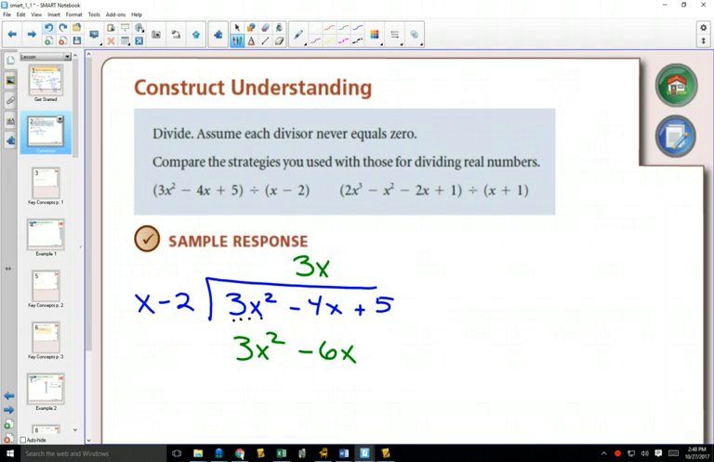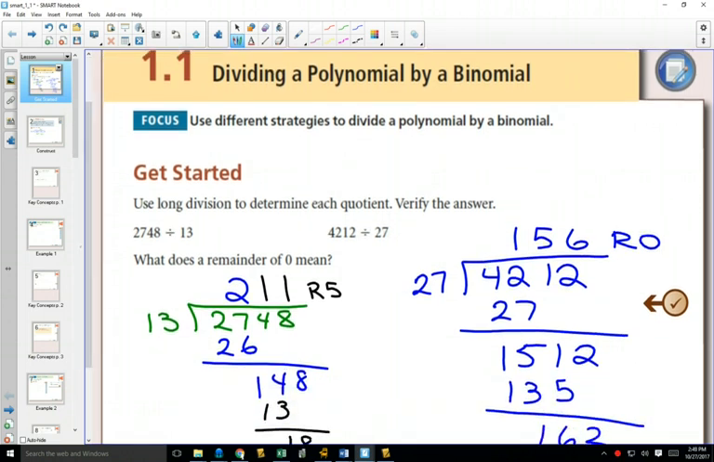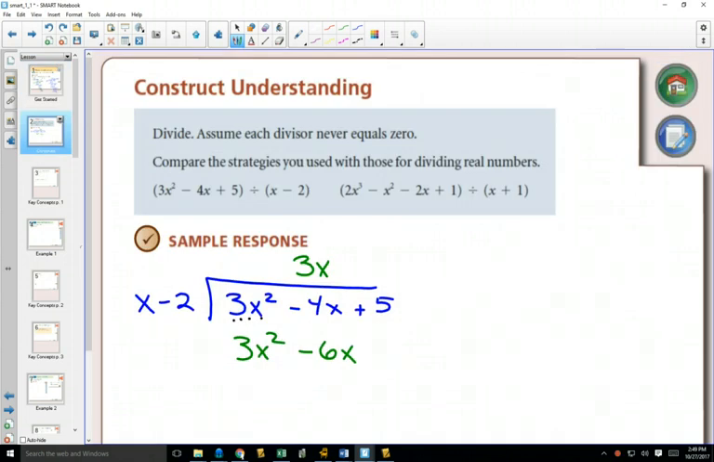But what we're doing as a process that we did similar here is we're getting rid of our biggest values. What happened here when we subtracted is we got rid of our thousands, and we were just left with hundreds left when we subtracted by 26. In a sense, we're trying to get rid of as much number as possible. So here, we're trying to get rid of that 3x squared. And if I multiply by 3x, I'm going to get 3x squared minus 6x.